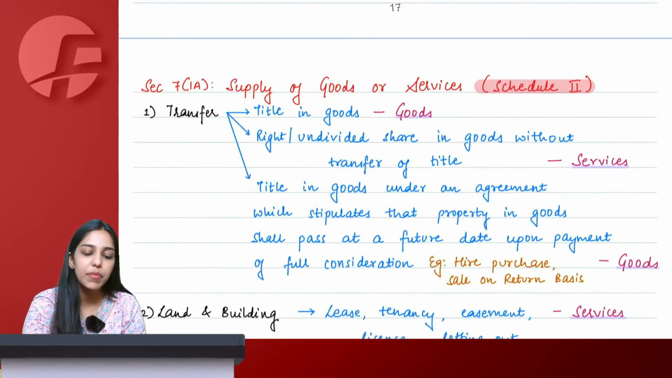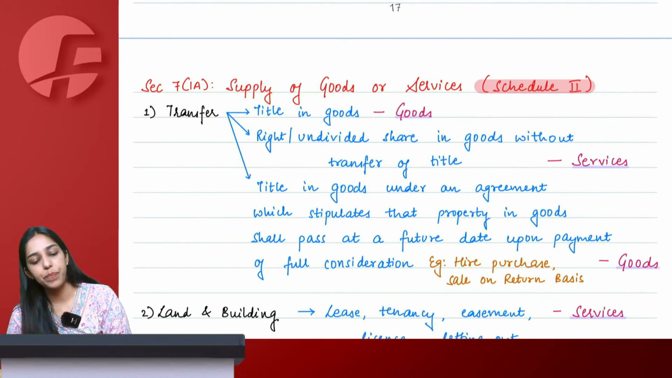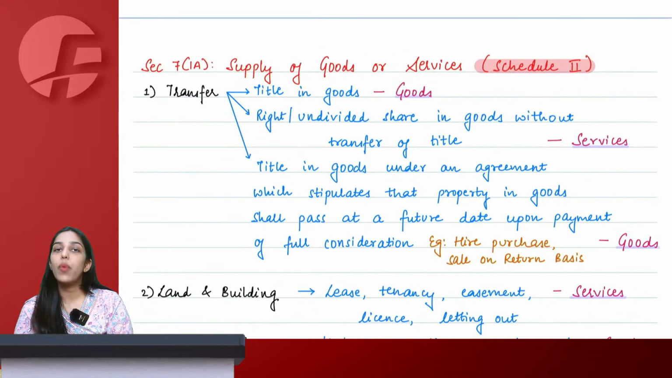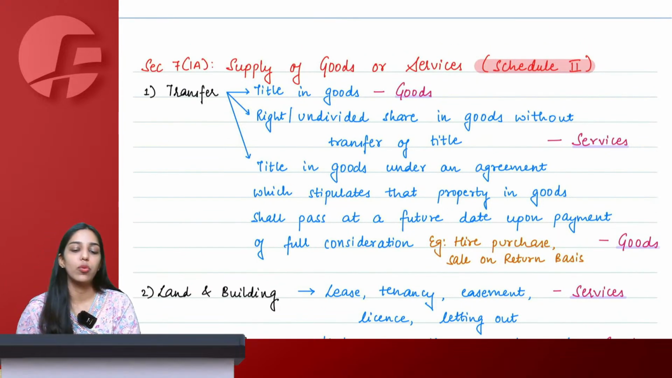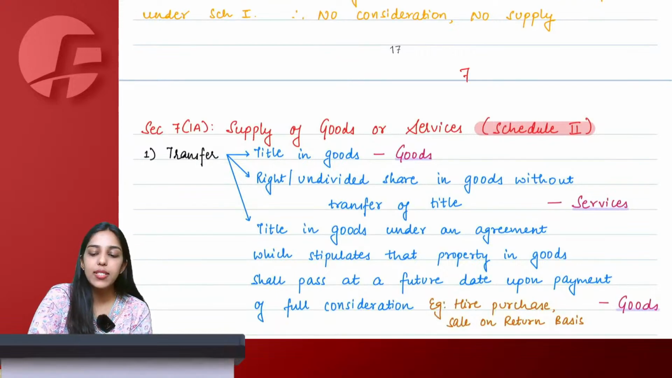So here we wind up section 7(1). Section 7(1), which talks about supply includes. Now, 7(1) says supply includes.